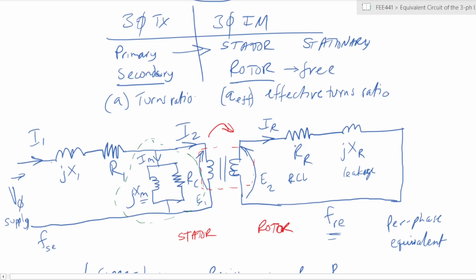is much less than the frequency of the supply voltage or the supply current. And in fact, FR is related to FS through the slip. It is in that ratio because the ratio is the number of times that each rotor bar, relative to the rotational magnetic field, would be cut across.